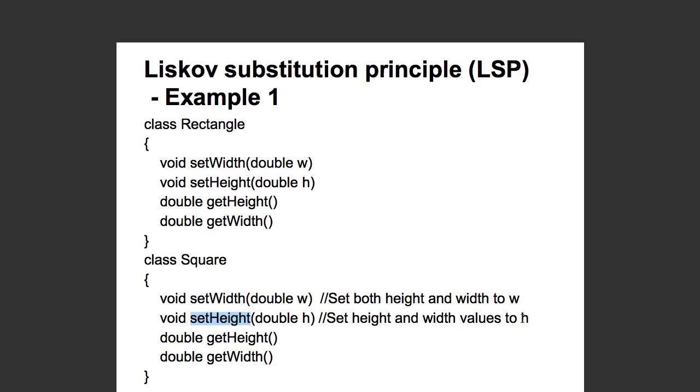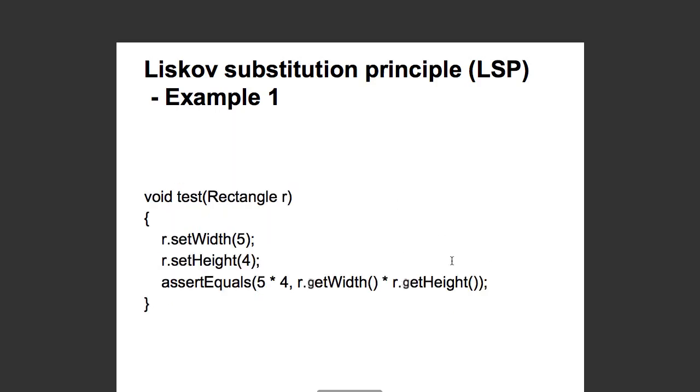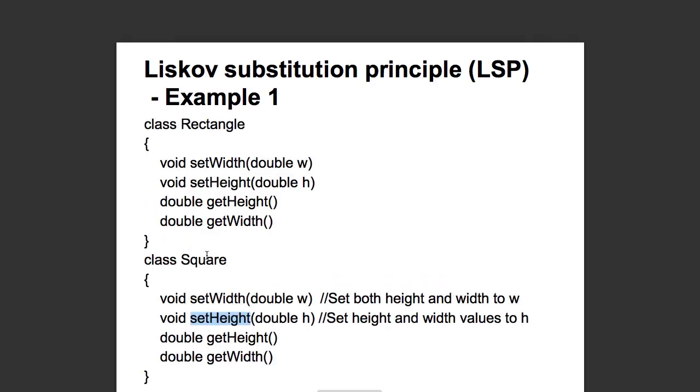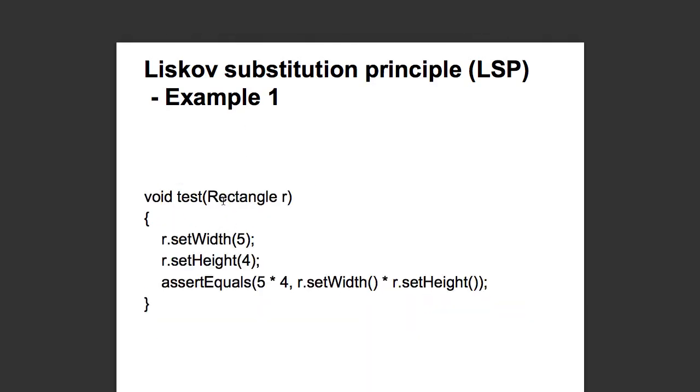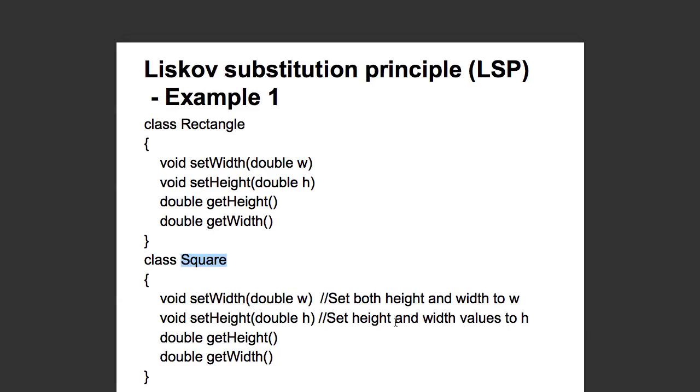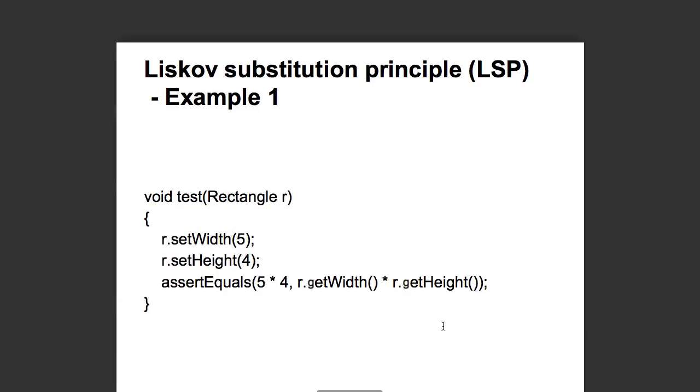Is that a good implementation? Liskov substitution principle says it's a bad implementation. Consider a piece of code like this. If somebody wants to test a rectangle, let's say this is the method which is written: r.setWidth(5), setHeight(4), and he's checking if the area is 5 into 4. Will the square class pass this test? The answer is no, because your setHeight is actually setting both height and width to the same value h. So setHeight(4) will set both height and width to 4. So the area would be 4 into 4 and it will not be 5 into 4.